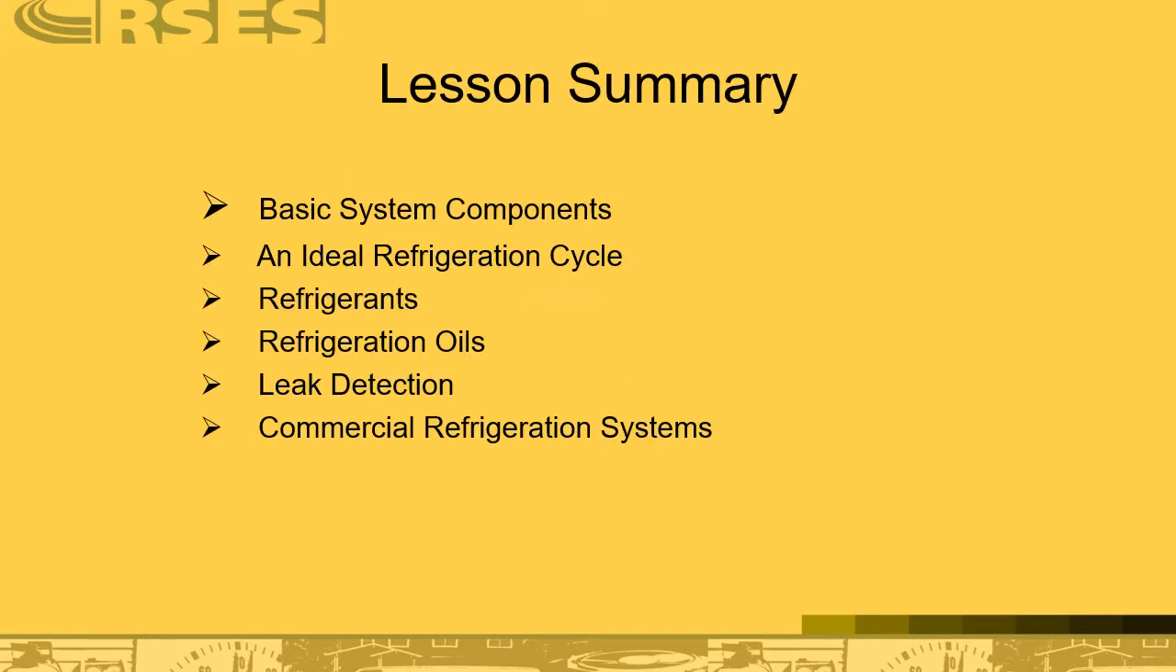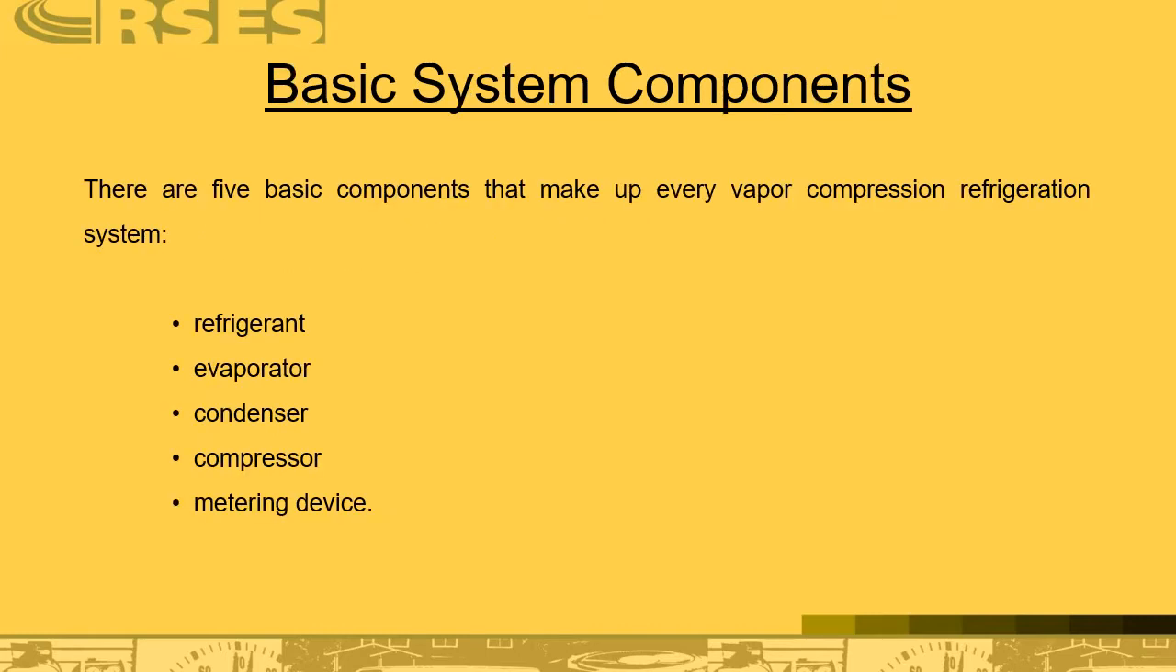Talk about basic system components, ideal refrigeration cycle, refrigerants, refrigerant oils, leak detection, and commercial refrigeration systems. Basic system components: there are 5 different components that make up every vapor refrigeration system: refrigerant, evaporator, condenser, compressor, metering device.